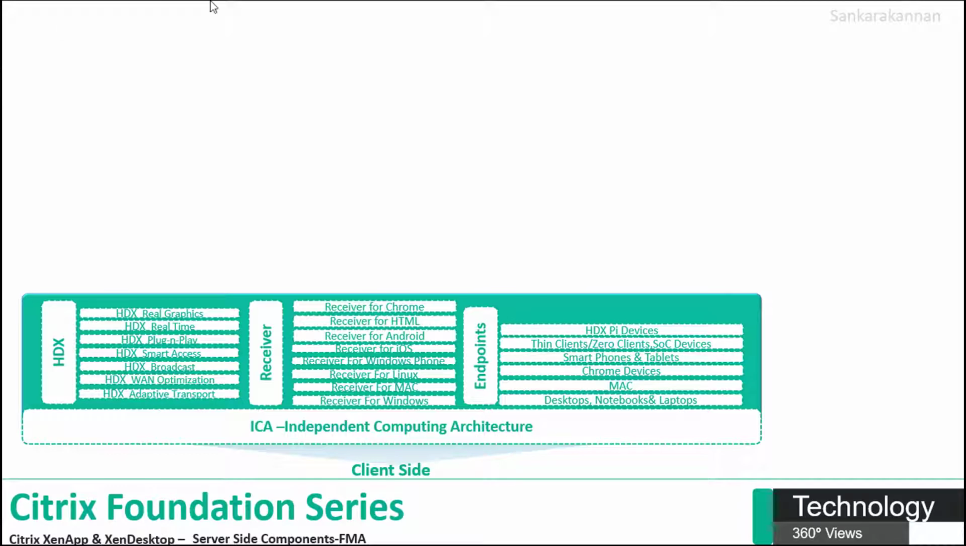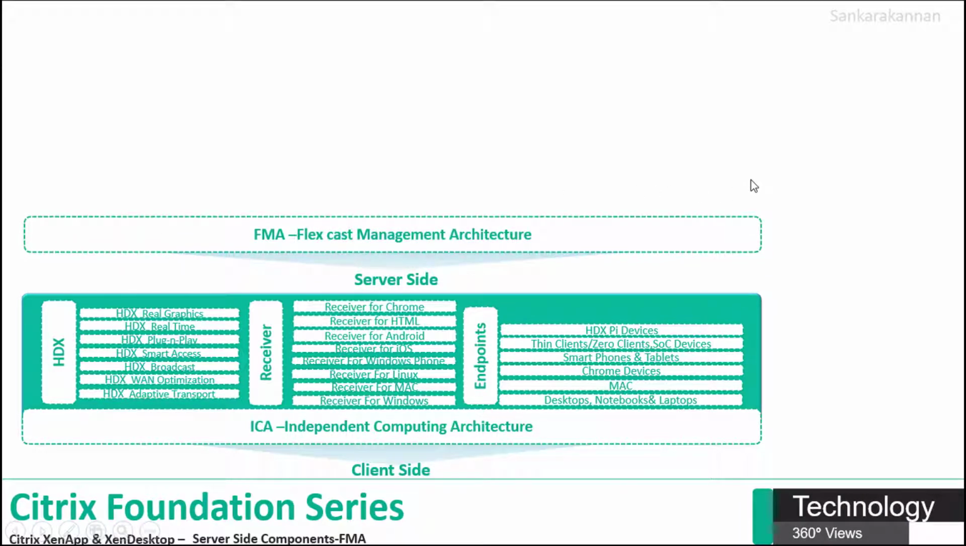Let us look at the server-side components. Similar to ICA being the foundation for client-side, FMA, which is a short form of FlexCast Management Architecture, is the foundation for server-side communication. It is a service-oriented architecture which allows interoperability across all Citrix technologies.